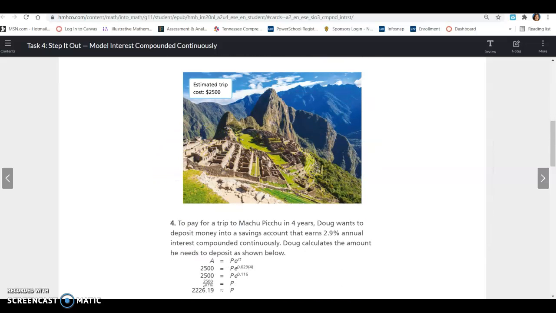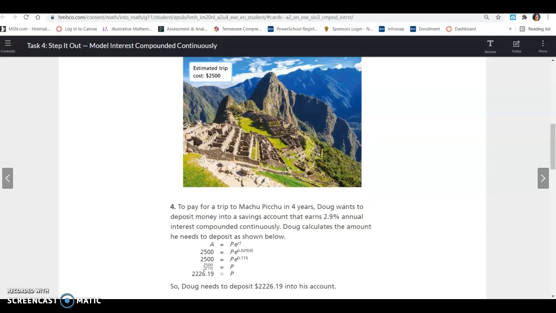All right, so it says estimated trip cost $2,500. To pay for a trip to Machu Picchu in 4 years, Doug wants to deposit money into a savings account that earns 2.9% annual interest compounded continuously. Doug calculates the amount he needs to deposit as shown below. All right, so he's using the Pert formula.